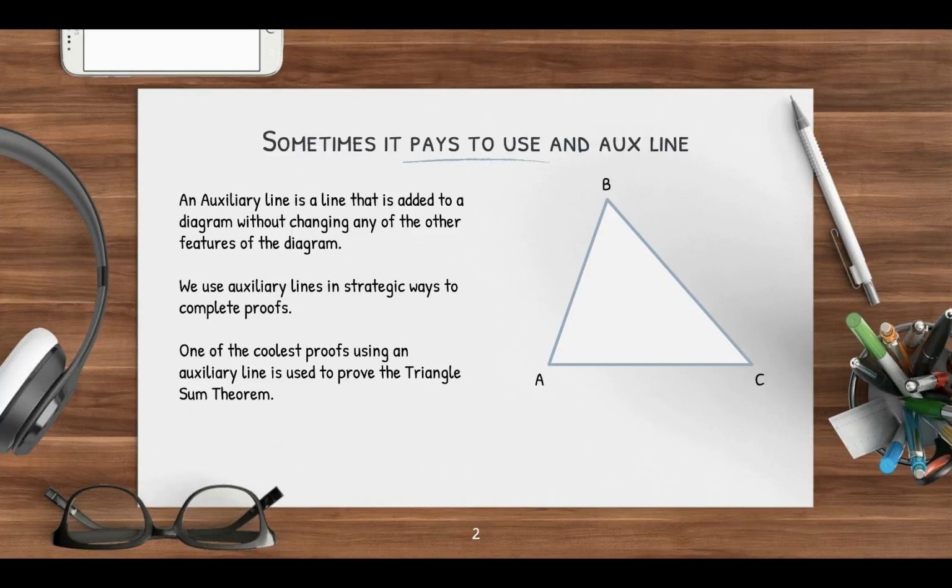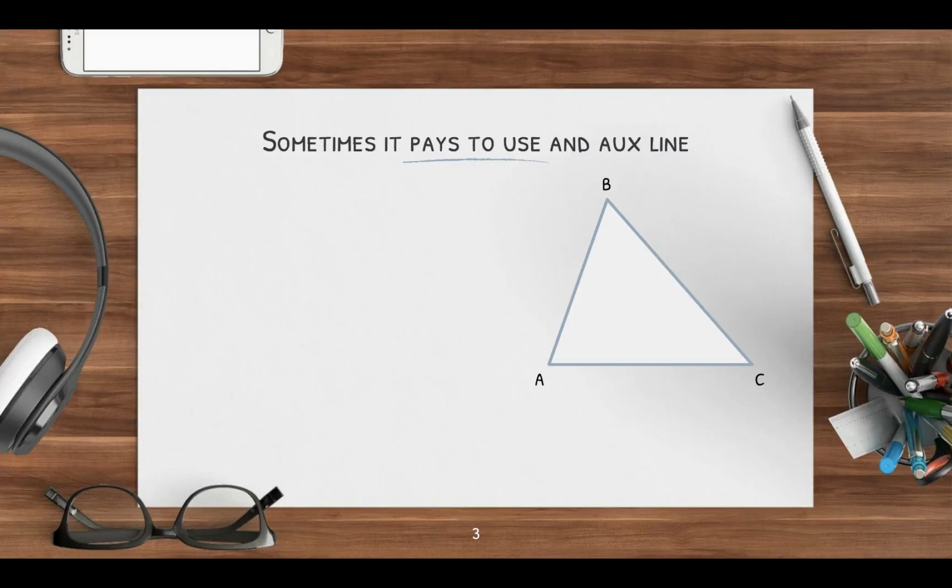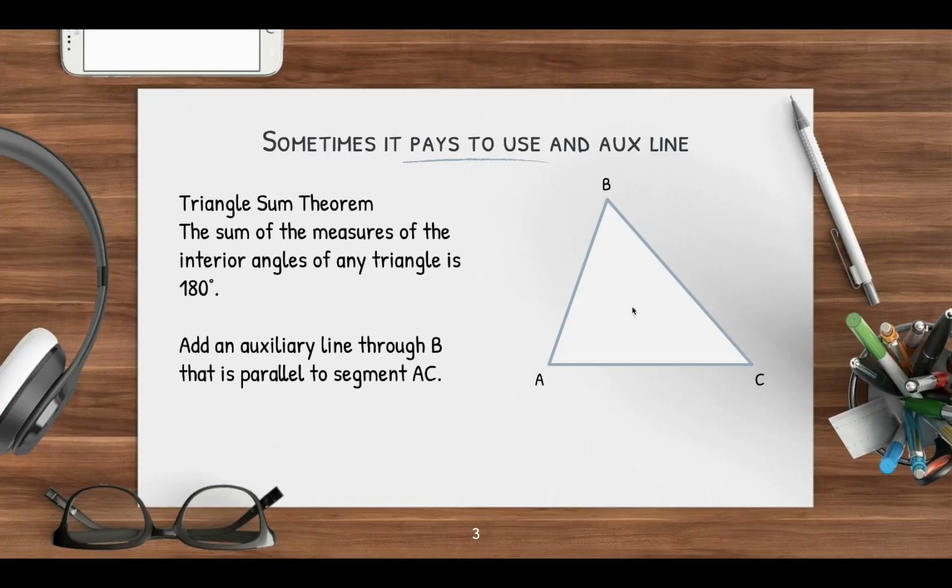One of the coolest proofs using an auxiliary line is actually used to prove the triangle sum theorem. This is one of my favorite proofs in geometry. So here we have a triangle ABC, and we have something called the triangle sum theorem. The triangle sum theorem tells us that for any triangle, it doesn't matter the size or the shape of the triangle, the sum of the three interior angles is always 180 degrees.